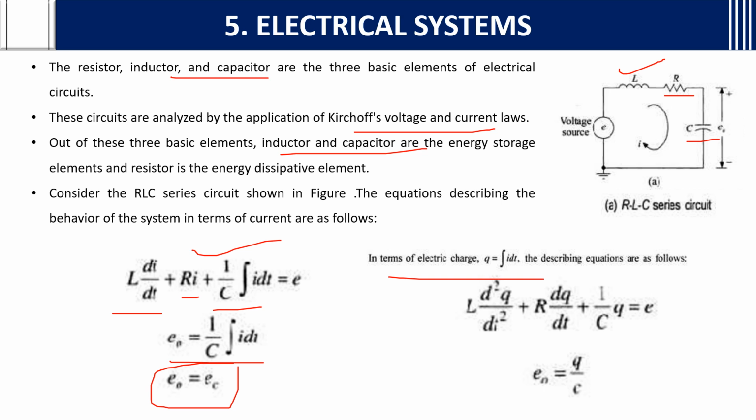The describing equations are as follows. We know that I is dq by dt. If you substitute dq by dt in terms of I, in di by dt you will get L d square q by dt square. In the resistor term, in place of I you will get R into dq by dt. In the capacitor term, d by dt and integration get cancelled and you will get 1 by C into q, that is equal to E. So this is the voltage equation in terms of the current as well as the charge q.